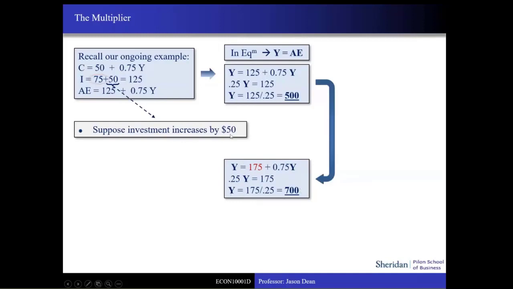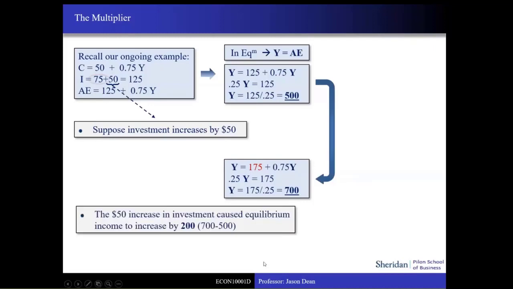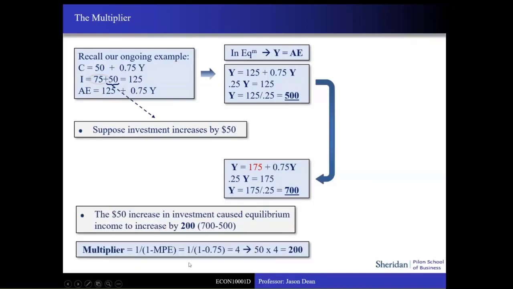So we had an increase of investment spending by 50, but the new equilibrium increased from 500 to 700. So it increased by 200. And that's because of the multiplier of 4. Okay, so the $50 increase in investment caused equilibrium to increase by 200. The multiplier is equal to 4. And so if we take 50 and multiply it by 4, we get that 200. So our initial equilibrium was 500. We add this 200 and we get 700.